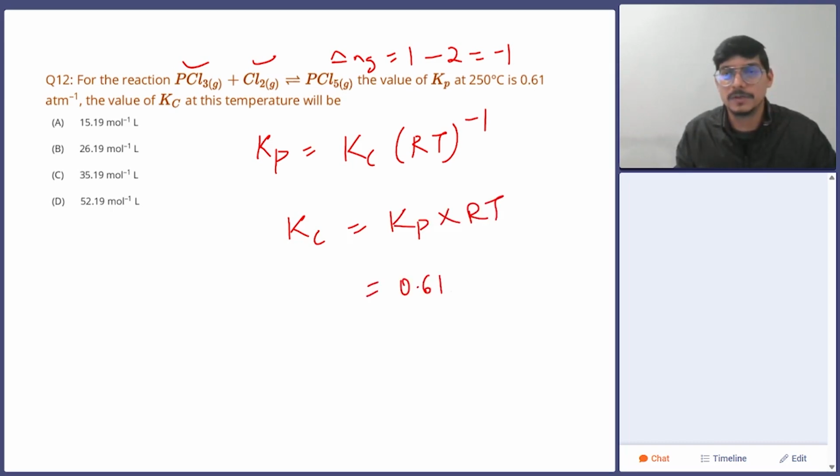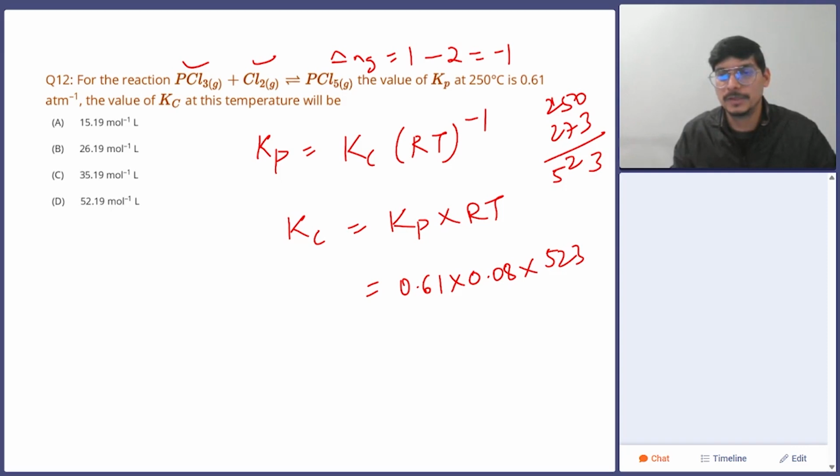This is 0.61 multiplied by the value of R. You can at best take 0.08, and the temperature is 250. So do not forget to convert it into Kelvin, a common mistake, right? So this is 523, right? So you can put the values and you can get the answer as 26.19. So that's a very simple question indeed.